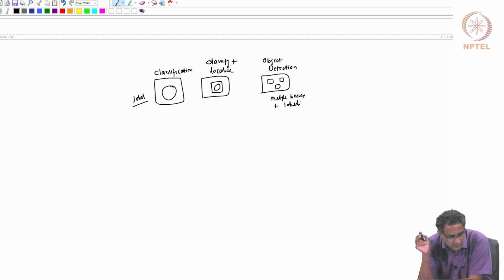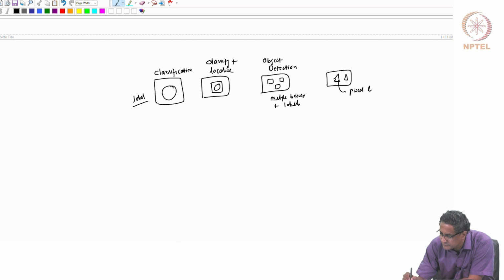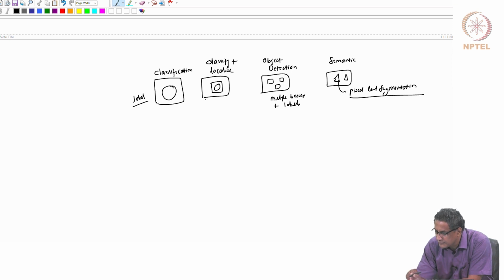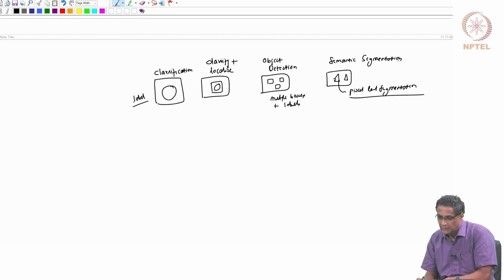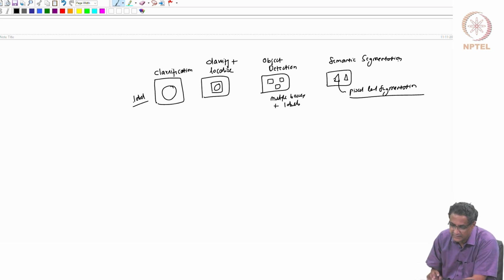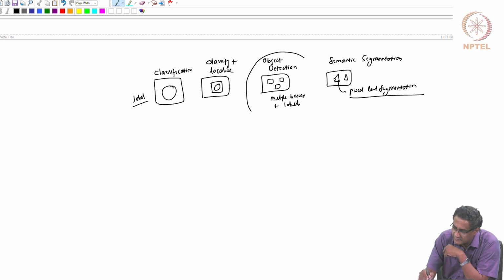Then you can go further up, where you have segmentation, where it's not just a bounding box. You do a pixel-level segmentation, and this itself you can escalate further. This is what we saw as semantic segmentation, where instead of a label for the entire object, we are doing a label at the pixel level. Then there are further improvements over this, called instance segmentation, then panoptic segmentation, and all that. Now our interest is here, object detection.